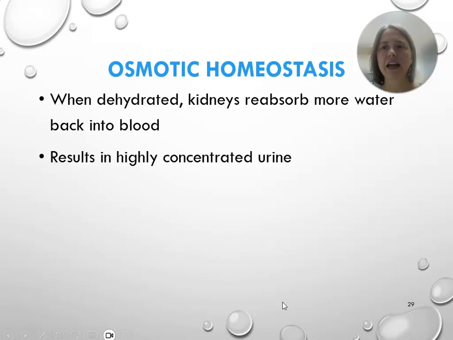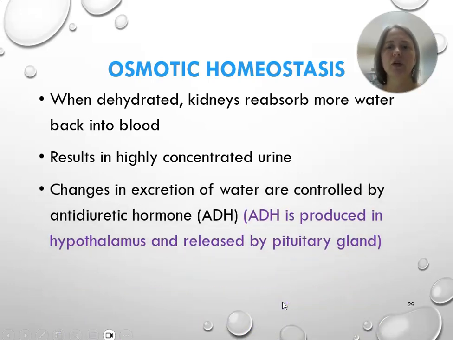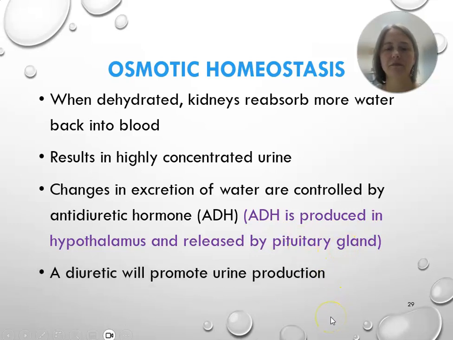So then you have highly concentrated urine. So this would be like yellow, dark yellow. It is controlled in part by ADH, the antidiuretic hormone, which we know is produced in the hypothalamus and released by the posterior pituitary gland. So there again, the pituitary gland is very important.